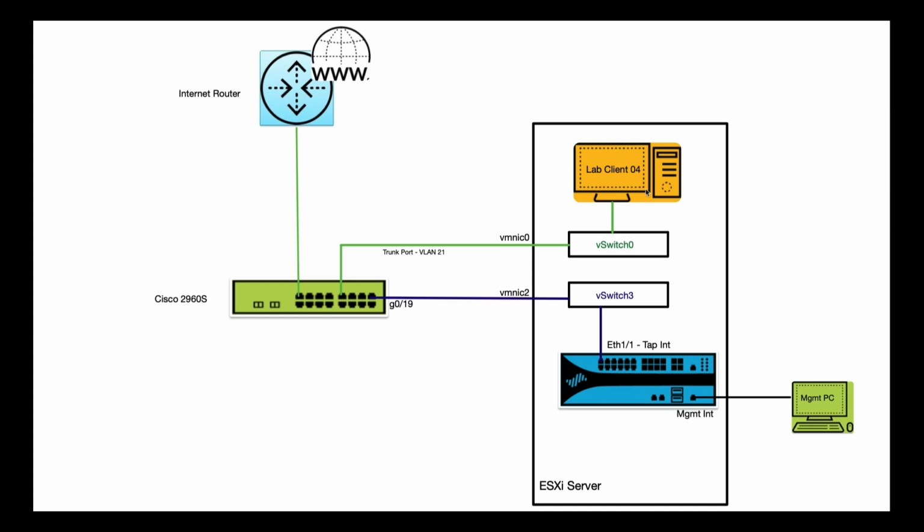Now the client VM is connected in a similar way. It's connected to a virtual switch called vSwitch 0, and vSwitch 0 is then connected to a physical NIC called VMNIC 0, which uses an 802.1Q trunk back to the Cisco switch. Now, because there are multiple VLANs traversing this trunk, I will be focusing on VLAN 21. So when I configure the SPAN session, VLAN 21 will be used as the source VLAN.